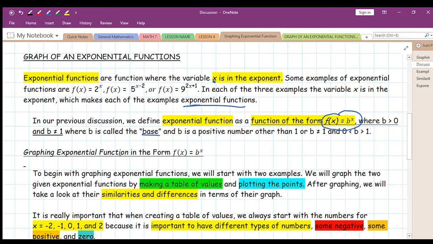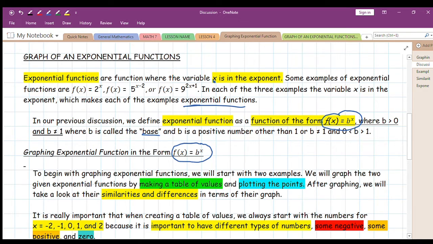Okay, graphing an exponential function in the form of f of x is equal to b raised to x. Now we are going to graph the function in the form of f of x is equal to b raised to x. We have the base, which is greater than 0 and not equal to 1, and we have x as our exponent.